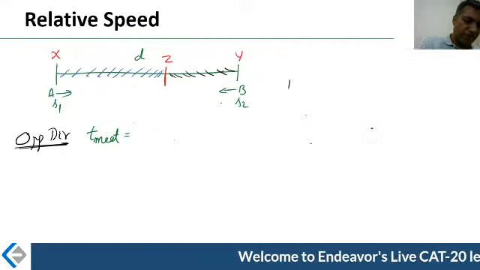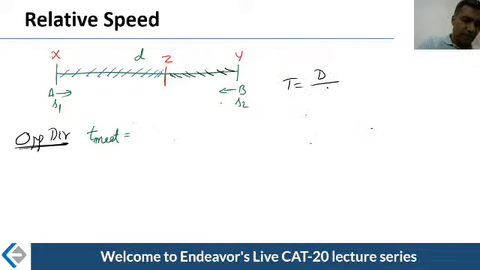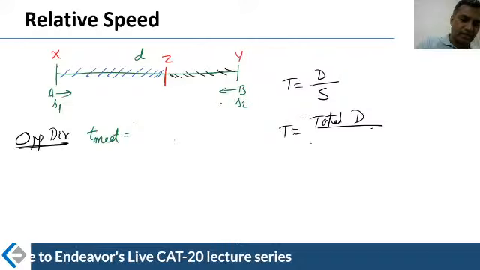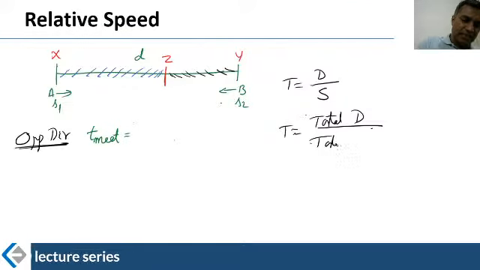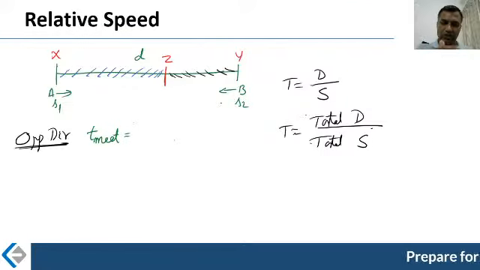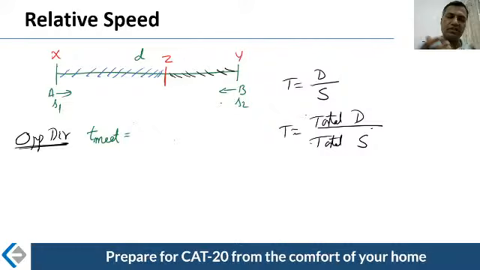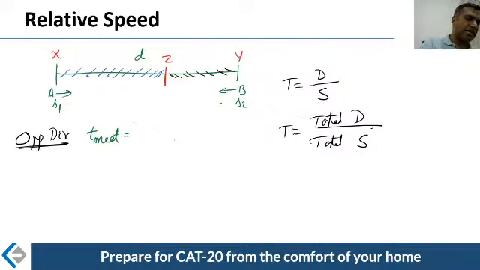First of all, what is time? Time is nothing but distance divided by speed. But I can also write the time as total distance divided by the total speed available. If the total distance has to be covered, then what is the total speed available? Because now you're adding an adjective. Time is equal to distance by speed, that we know, but you added an adjective, total distance.